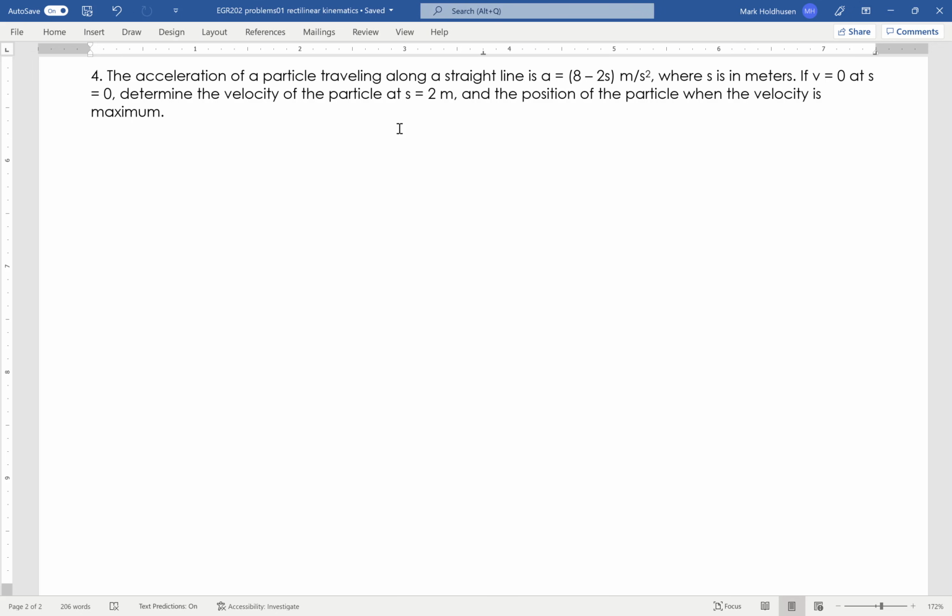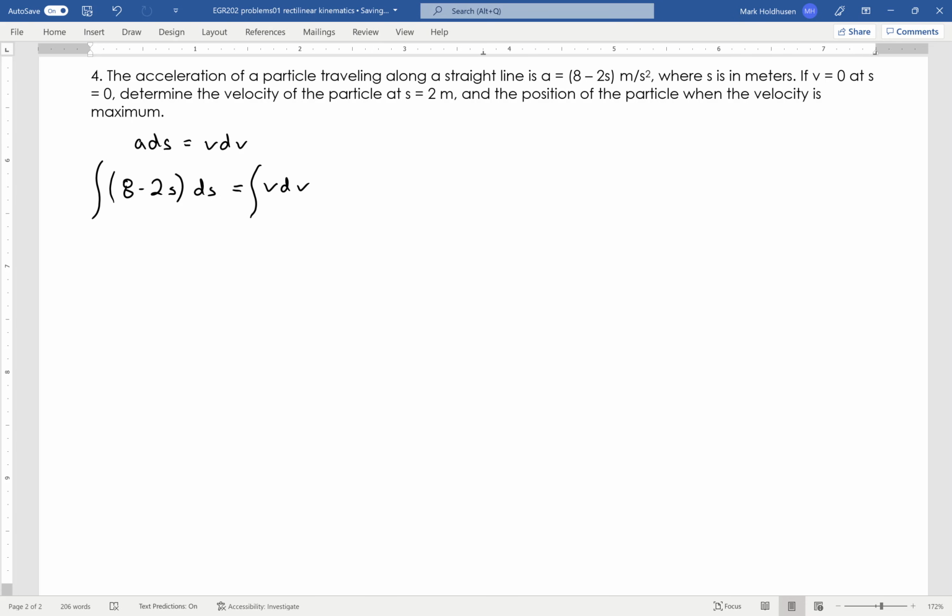Notice time is nowhere to be seen. So because of that, I'm not going to use any equation that has time in it. I'm going to definitely use my a ds equals v dv kinematic equation here. Again, knowing that a is 8 minus 2s, a ds and then v dv, like so. I'm going to integrate both sides.